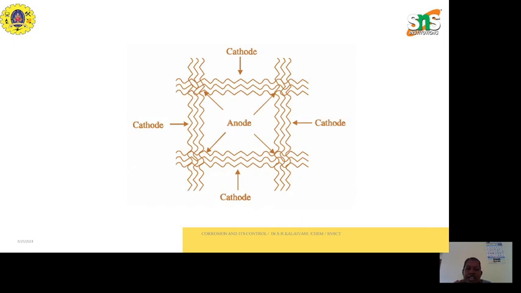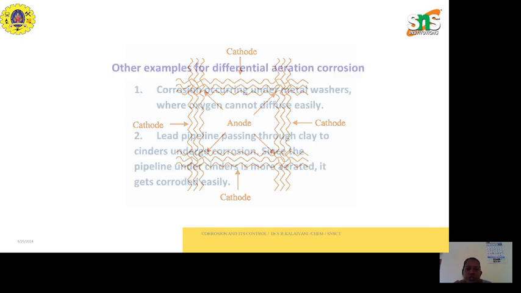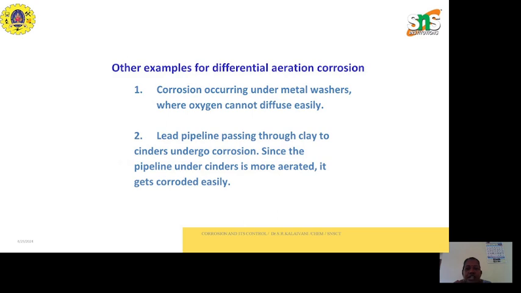In this diagram, the crossings act as the less aerated part. Less aerated part acts as an anodic part, so it undergoes corrosion process. More aerated part acts as a cathodic part. So no issues. Other examples for differential aeration corrosion.